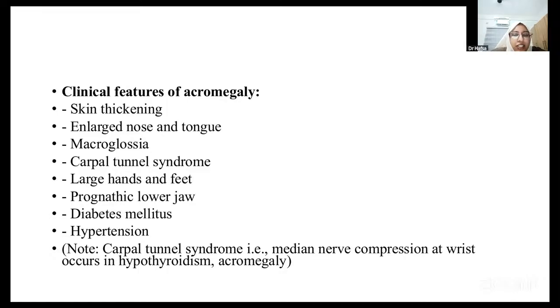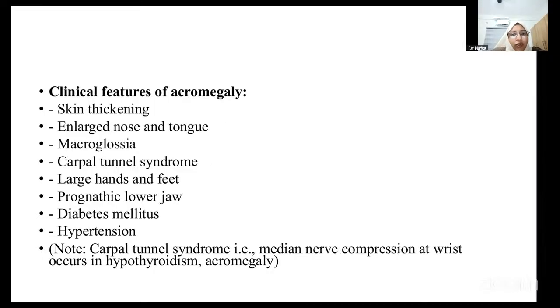Acromegaly is a vast section. You have to learn everything about acromegaly: the management, how it is managed, how is the finding, what is the investigation that you do to find out acromegaly, what are the pituitary findings. Everything is important in acromegaly.